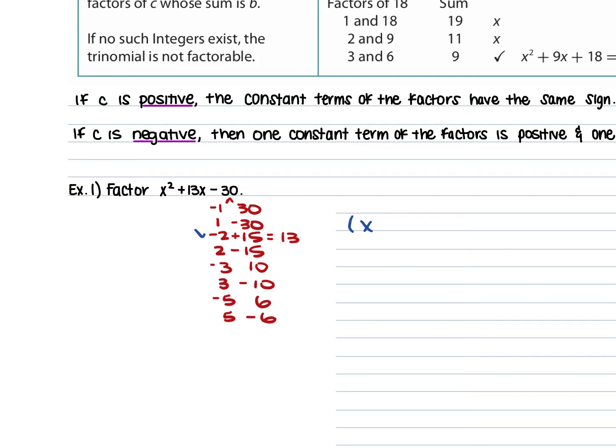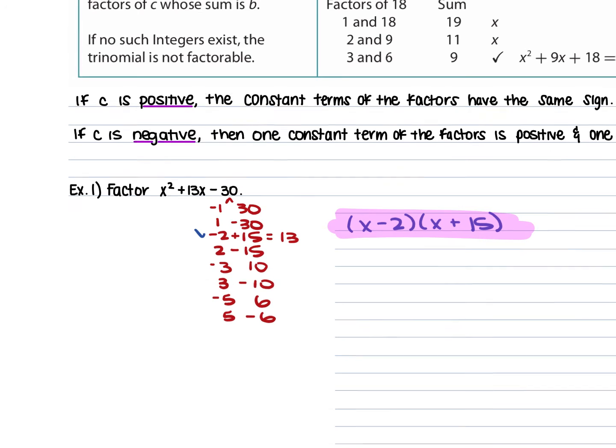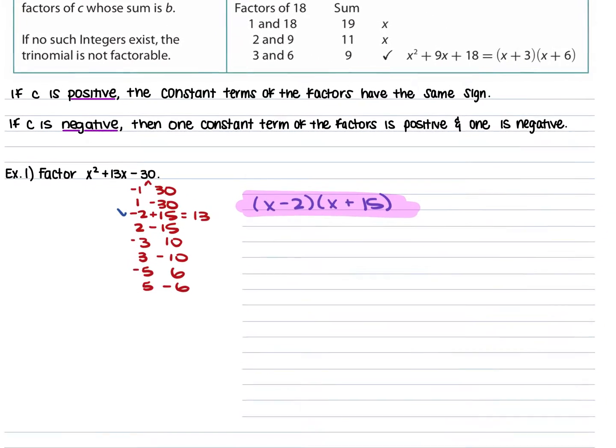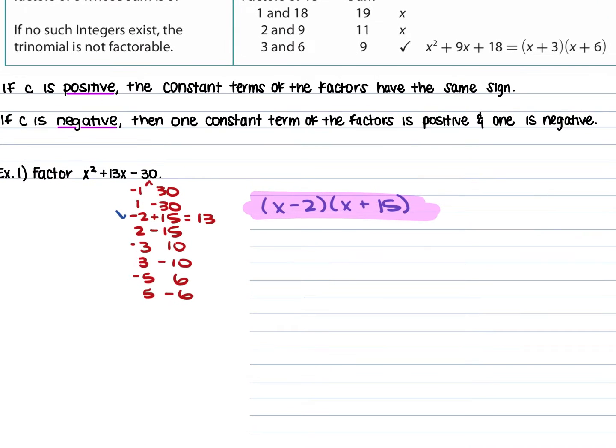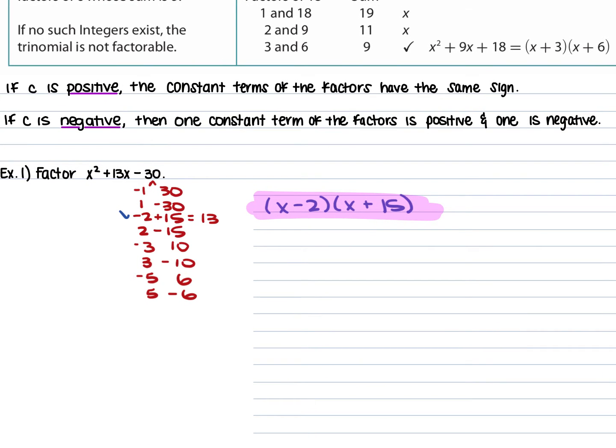So this factors out to be x minus 2 times x plus 15. And again, just like any other trinomial or any expression that you're factoring, if you FOIL it out, or multiply the two binomials that you have here, you will get the same trinomial that you started with before it was factored.